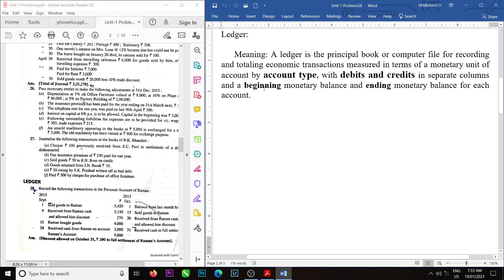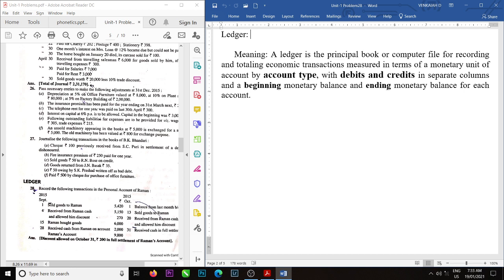This ledger has an opening balance and also a closing balance. Simple to understand. Suppose we are opening the cash account: all the receipts we post on the debit side with the opening balance, and we total the cash account and deduct all transactions which were posted on the credit side. The balance is the ending balance or closing balance. It is an account with debits and credits in separate columns. The debit column is separate, the credit column is separate, with opening balance as well as closing balance.